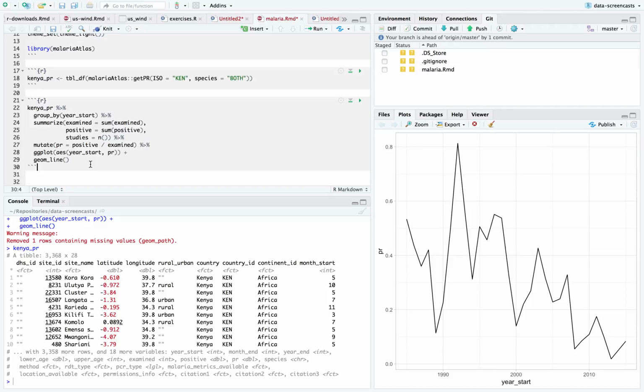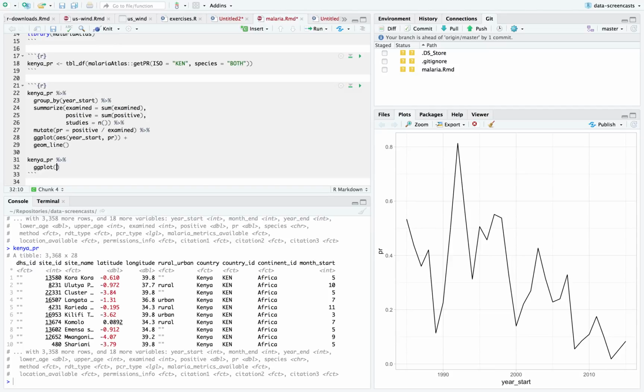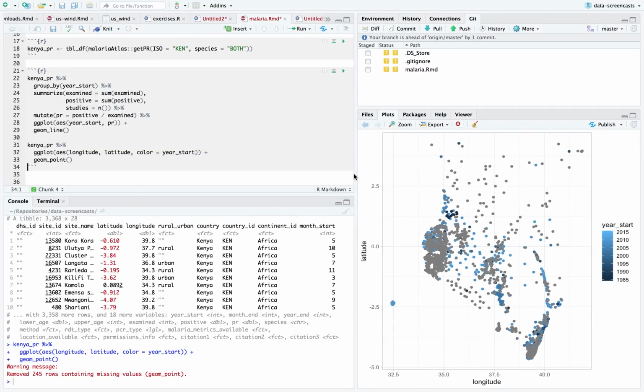All right, let's make a map. One of the questions I have is how do I want to visualize it changing over time? Do I want to visualize every study that was performed? I'm interested, are they all over Kenya? Are they all in one area? So I'm going to start just with the all-time data, and we plot longitude on the x-axis and latitude on the y. I'm going to start with color as year start so we can get a feel for change over time, and look at geom_point.